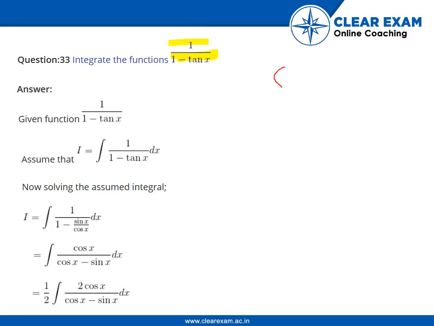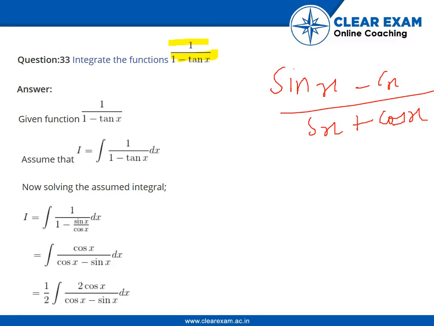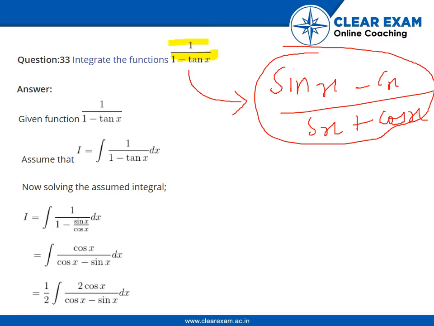I hope you all have solved this standard question, that is, sin x minus cos x over sin x plus cos x. This is a standard question given in the NCERT book. So we somehow have to transform this original function to this standard question so that we can integrate it further. So how do we do that?